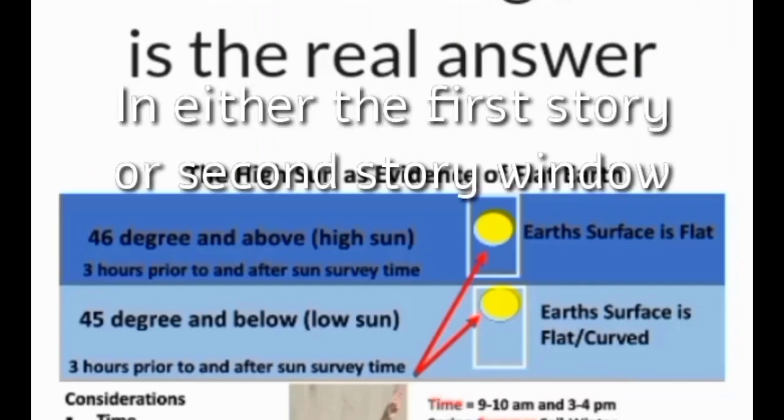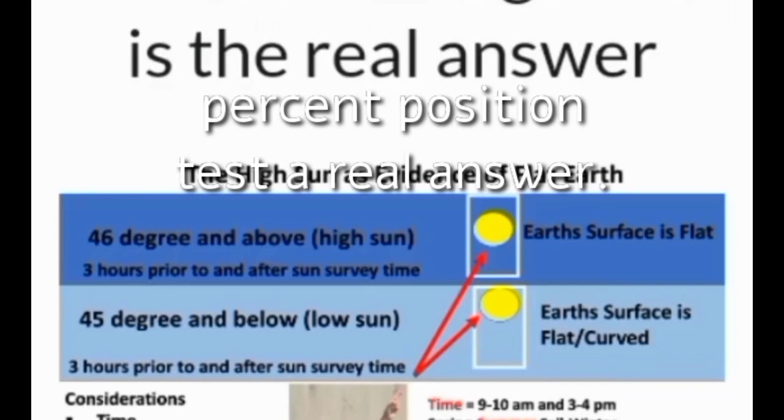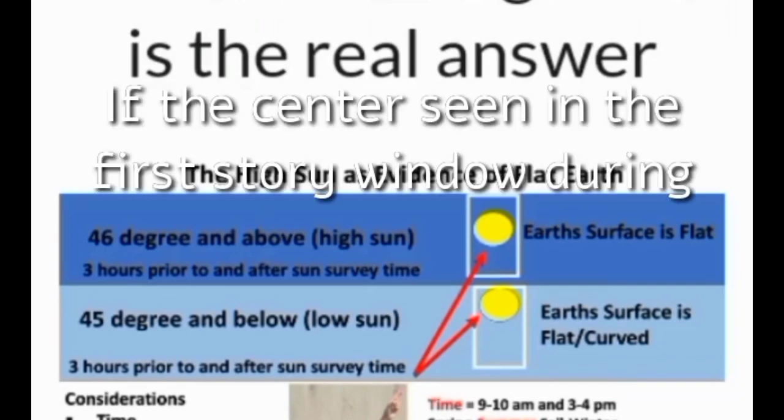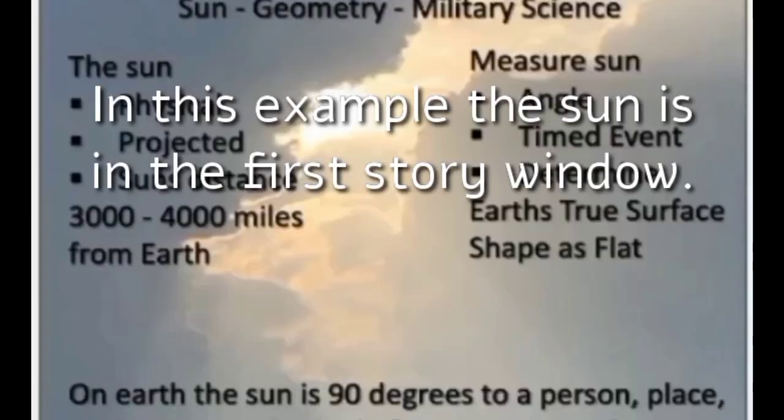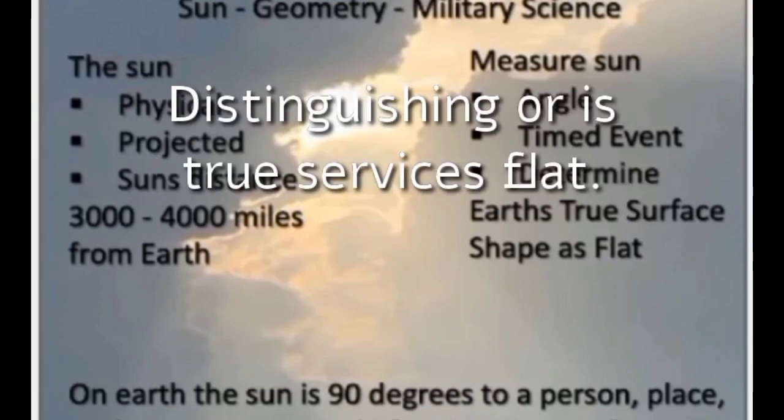Sun in either the first story or second story window. The Sun's position tells the real answer. If the Sun is seen in the first story window during late spring, summer, and early fall sun seasons, the Earth's surface could either be flat or curved. As a rule of thumb, general times will be 9 to 10 a.m. mornings, and afternoon times 3 to 4 p.m. In this example, the Sun is in the first story window, distinguishing Earth's true surface as flat.